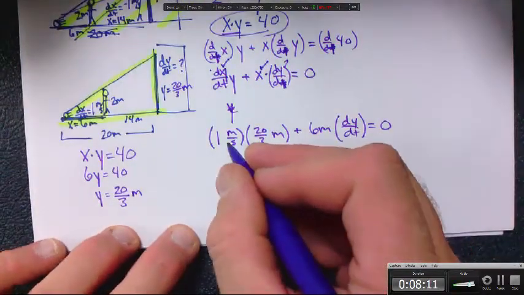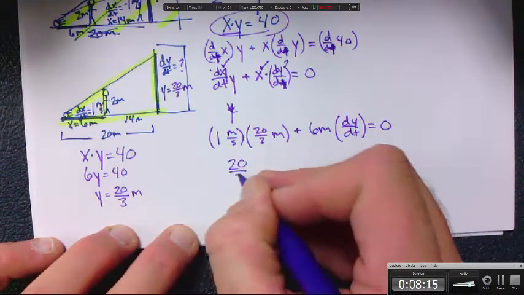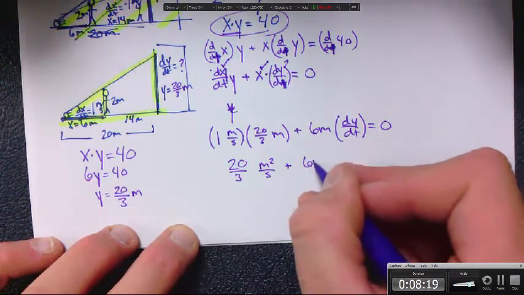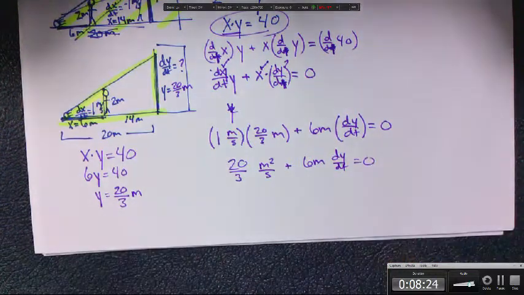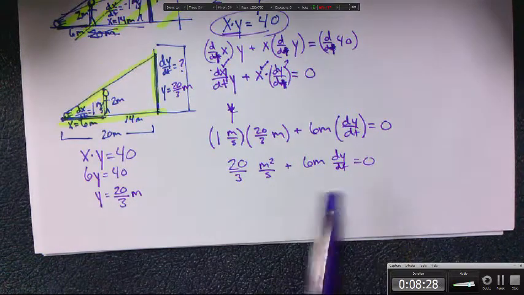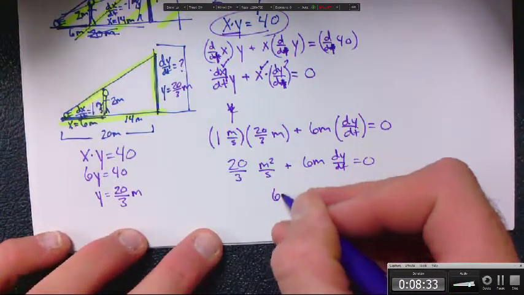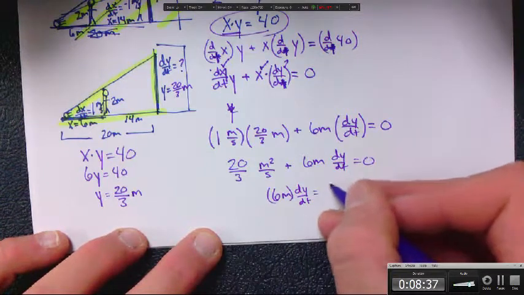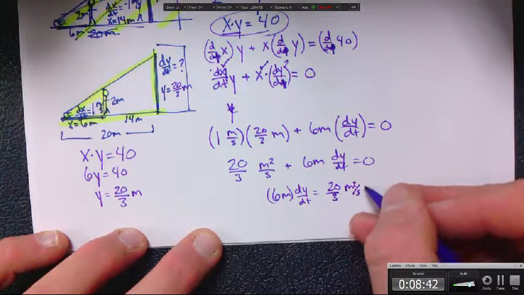So what we have here is 1 meter times 20 over 3 meters makes 20 over 3 meters squared per second. And then we're solving for dy dt. So we would subtract the 20 thirds over. 6 meters dy dt is equal to negative 20 over 3 meters squared per second.